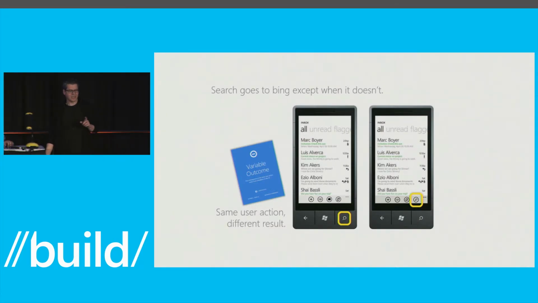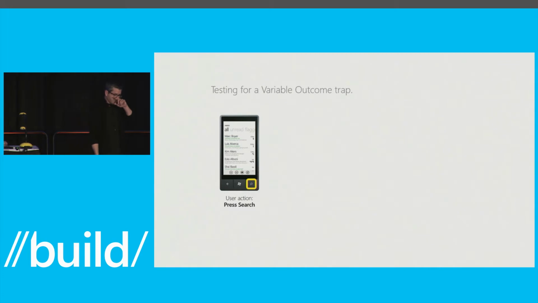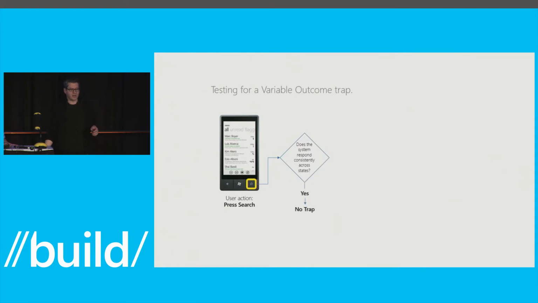And it lends itself to assessment in your code. So you can test for a variable outcome trap. I've got a user action, and I ask myself the first question: is the response consistent across device states? And if it is, well, obviously, if the brake is always the brake, this is not a candidate for a variable outcome trap. Good, you're good. No worries.